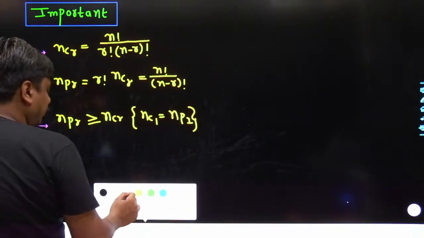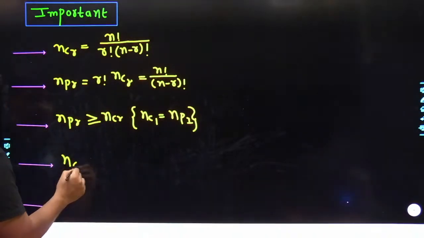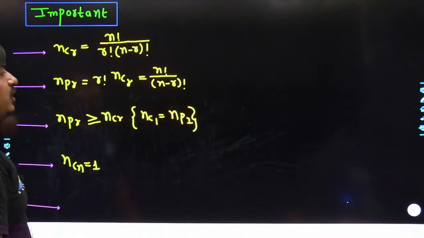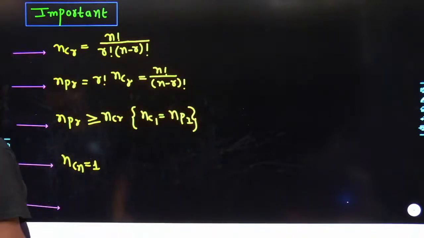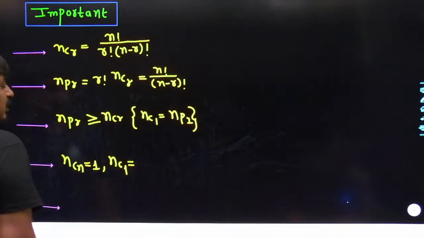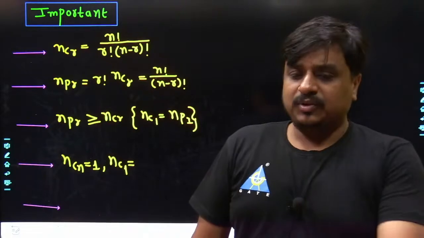In the same sequence, a few of the important conclusions I would say you should have in your brain. NCN would always be 1, which you have already seen, because there is only one way if you are collecting all n number of items together out of n number of items. And similarly in the sequence, we have seen NC1. That means out of n number of items, you have been picking one item, that means you have been selecting one item.